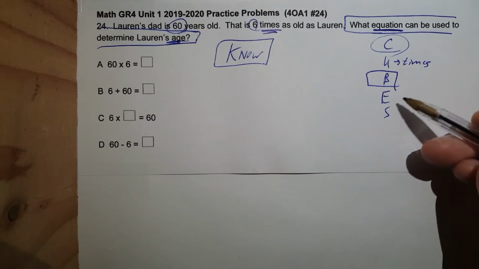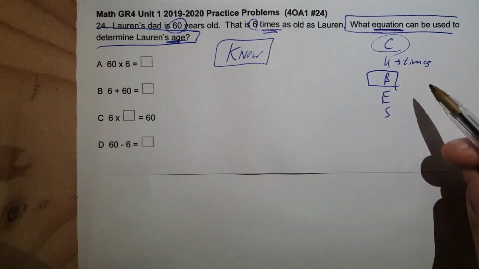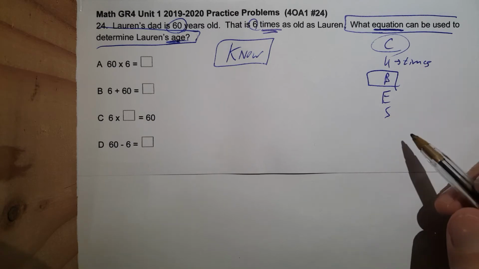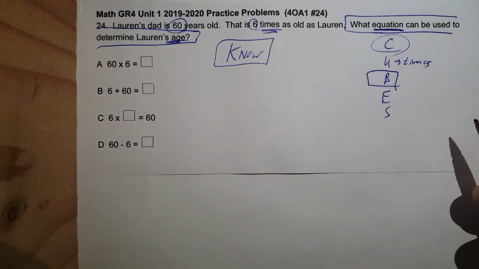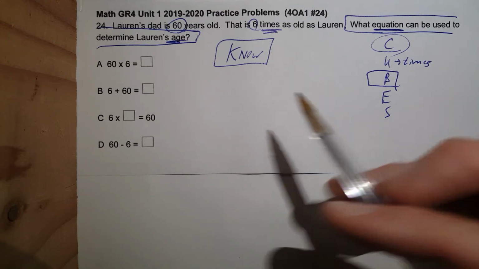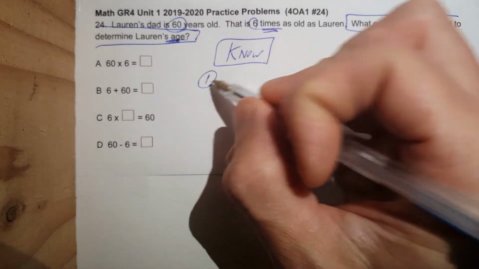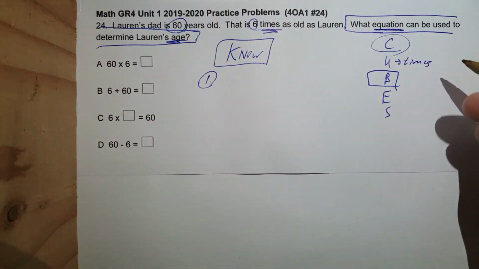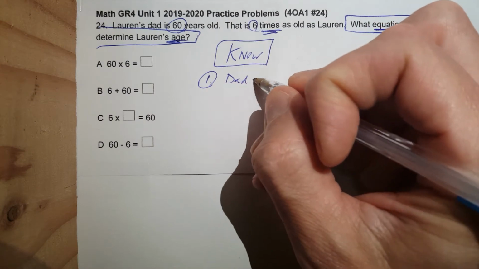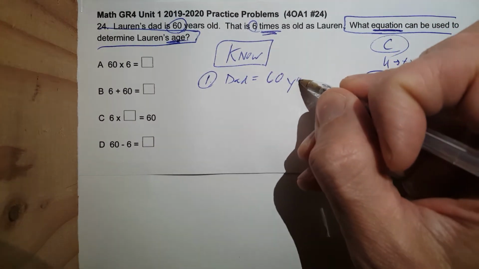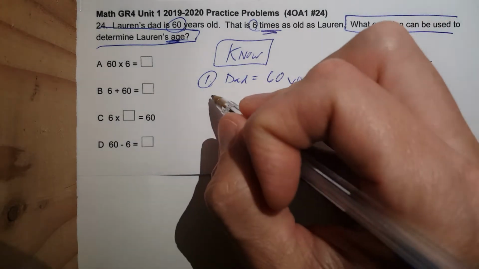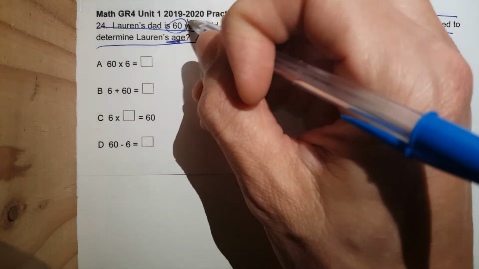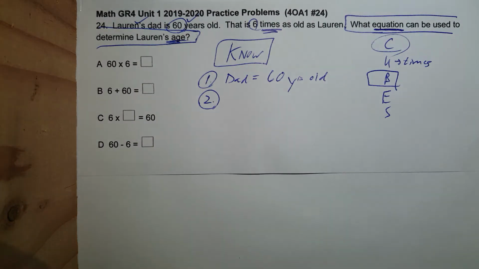Now, I like this strategy at times, and other times I don't, okay? So if you have a teacher who uses it, use it all the time. If not, I just really like pulling out information as I solve a word problem, okay? And what do I mean by that? So here's what I know. Step number 1. Lauren's dad is 60 years old. So dad equals 60 years old, okay? Step number 2, so that's where I got that information from. I got it from right there.